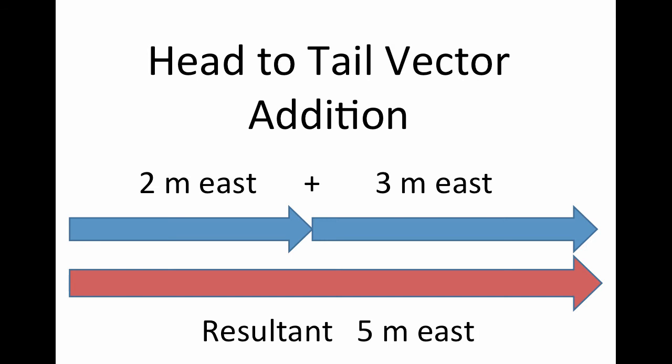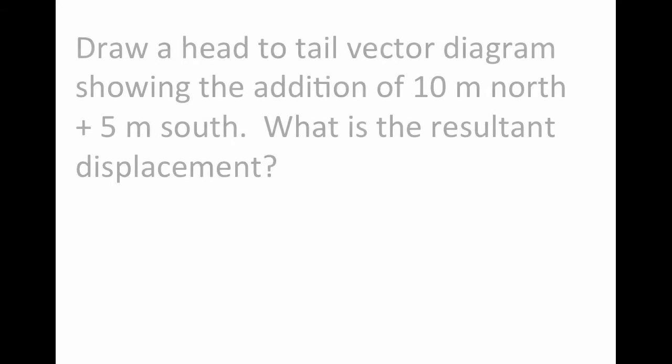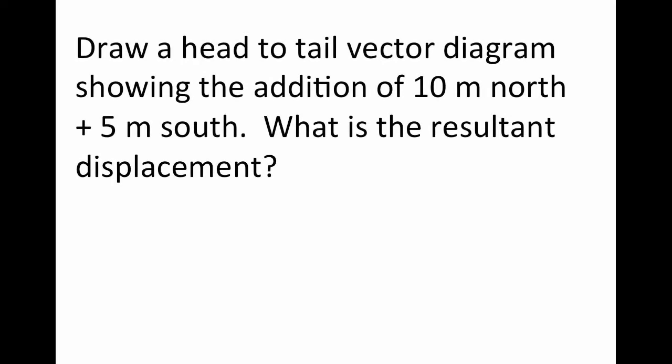Now we could do this for any number of vectors in any number of directions. I'll use some pretty straightforward examples here to get us started. So if we had a head-to-tail diagram of 10 meters to the north plus 5 meters to the south, you've probably already figured out what the result of this is going to be. But let me just show you in a head-to-tail diagram.